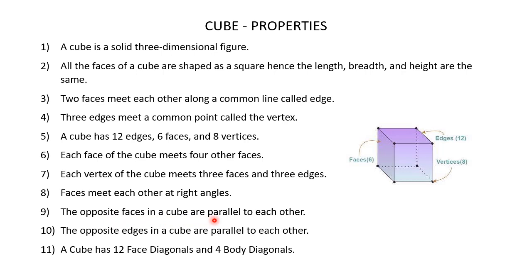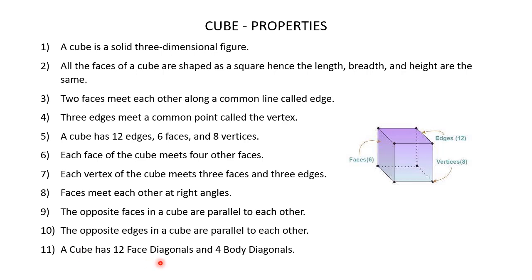The opposite faces in a cube are parallel to each other. So this top face and the bottom face are the opposite faces, and as you can see, they are parallel to each other. The opposite edges in a cube are parallel to each other. Now if you look at this figure, you will see that this edge and this edge are opposite edges, and as you can see clearly they are parallel to each other. Similarly, this edge is parallel to this edge. Also, this edge is parallel to this edge, and so on. So the opposite edges in a cube are parallel to each other.